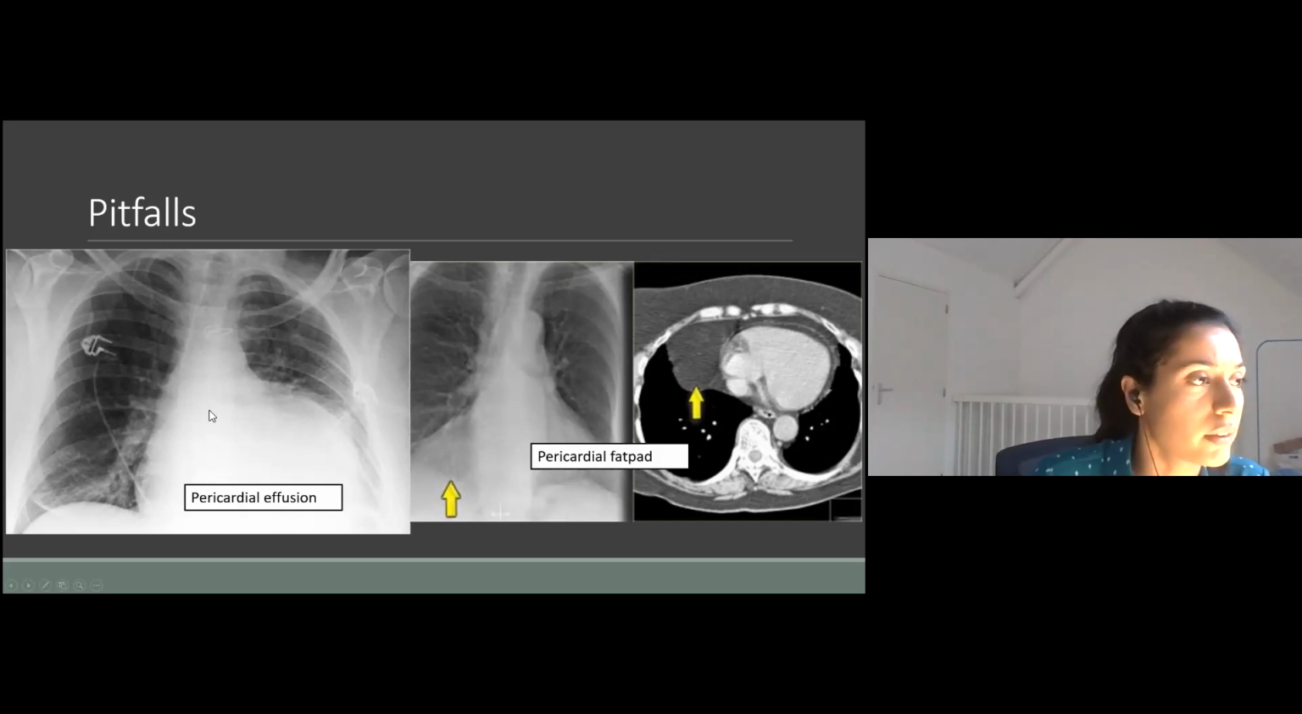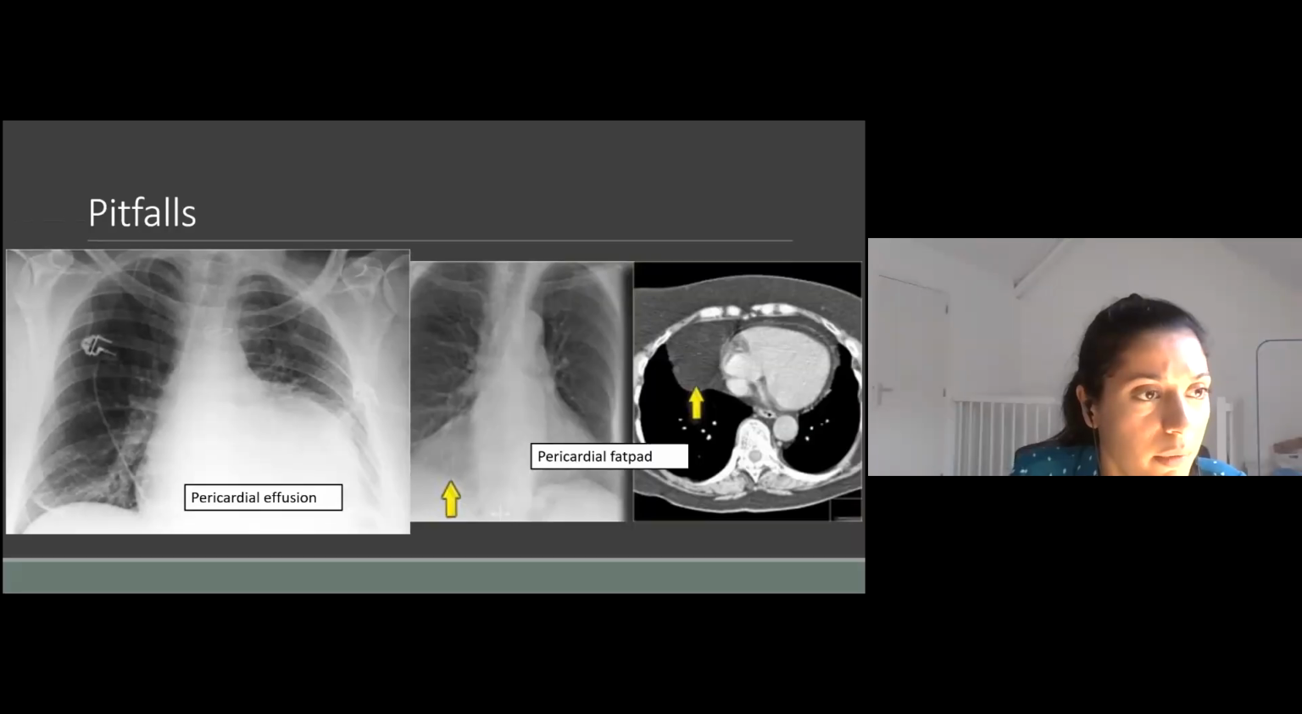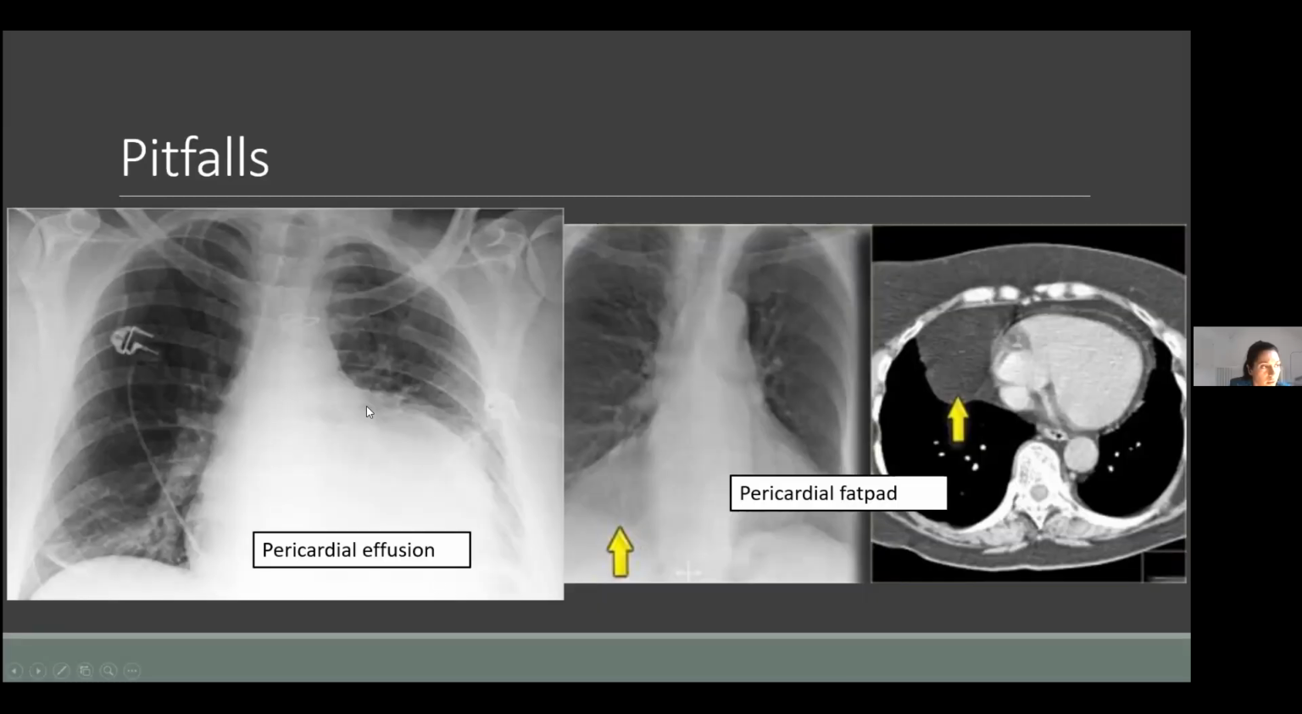And what you can also look at is widening of the subcarinal angle. It's difficult to see on this picture, but this is actually the subcarinal angle. And in case of enlargement of the heart due to cardiomegaly or pericardial effusion, this angle will be increased in size. So it can be an acute finding, and you have to have the clinical symptoms as well to find out whether it's a normal cardiac enlargement of the heart or pericardial effusion.